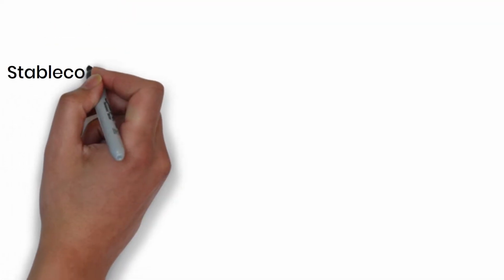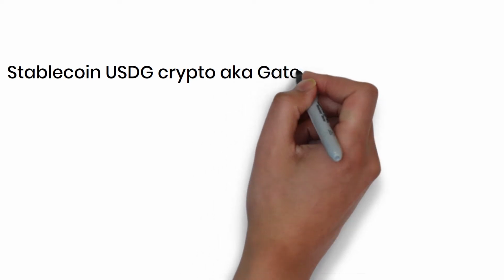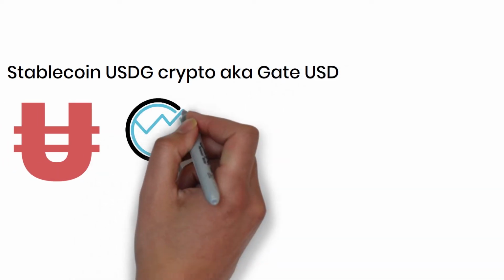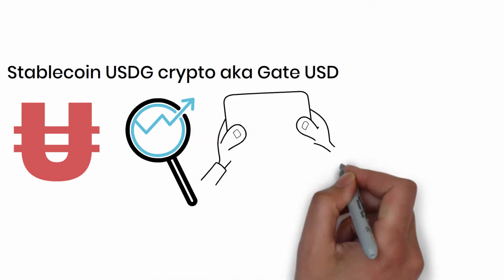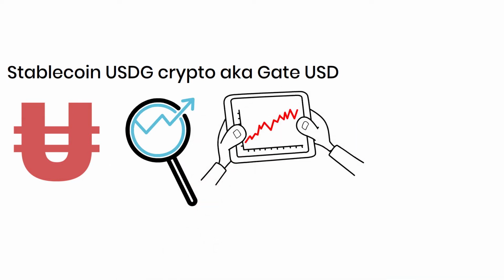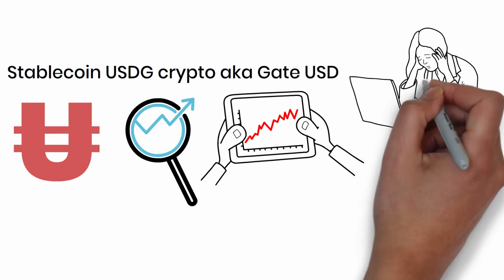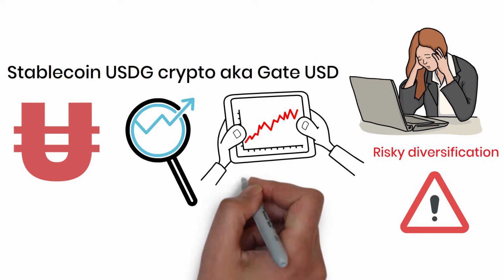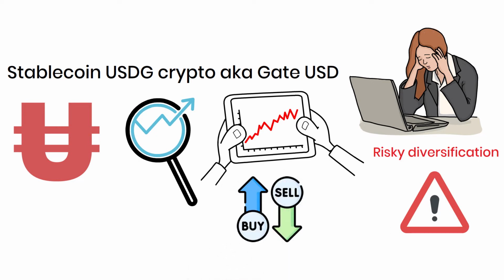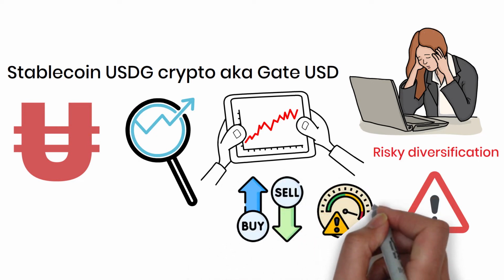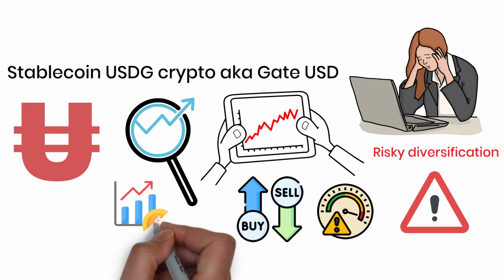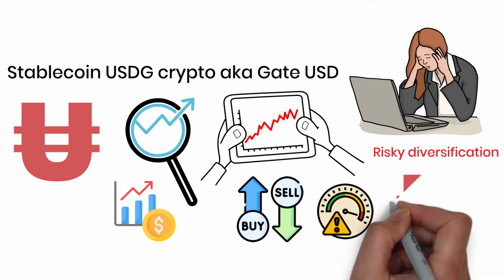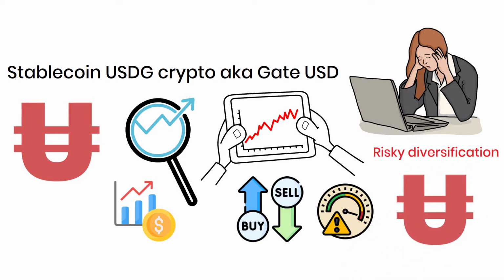The stablecoin USDG Crypto, aka Gate USD, presents one of the most enticing options to diversify your crypto portfolio that I have seen for some time. Beginner-level crypto investors many times make the mistake of over-risk diversification. This happens when an investor invests all or a large percentage of their capital into a risky crypto project, hoping to maximize their profits. One of the best ways to offset risk is through stablecoins like USDG Crypto.